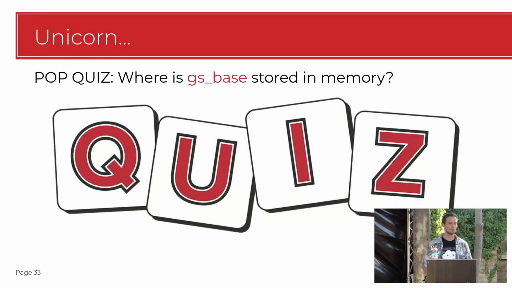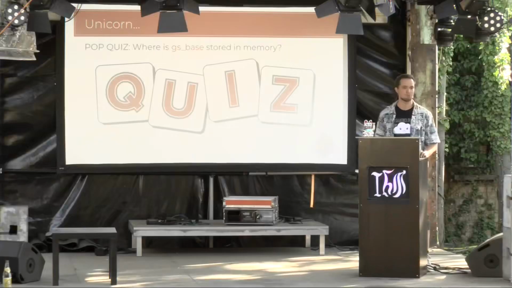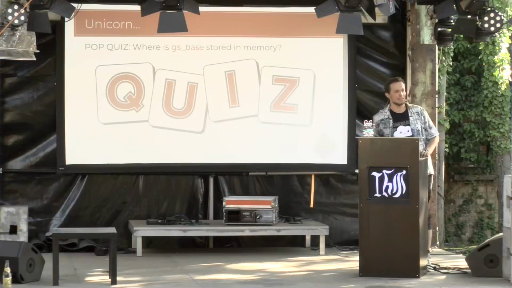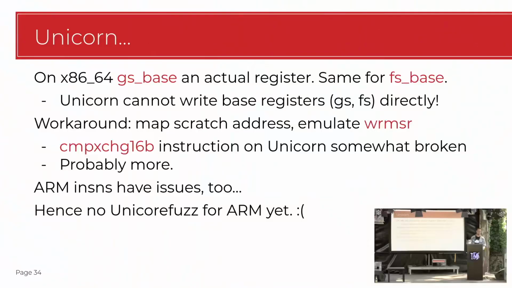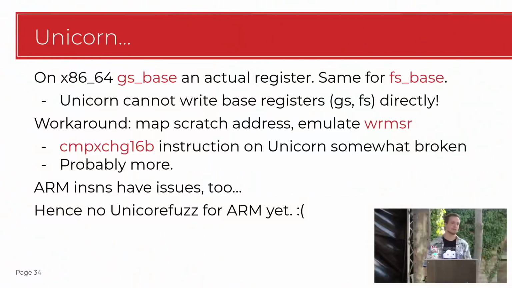Yeah. So Unicorn, where's GS base stored on x86-64? Just like a pop quiz to the crowd. Anybody? Cool. So yeah, nobody. Okay, so GS base is a register, and Unicorn also doesn't know, or I don't know, they know, but you can't write it directly. Usually you can interact pretty well with Unicorn, in this case that's why we need the scratch addresses. You need to do a workaround for everything. So there's many things that Unicorn can't do right.